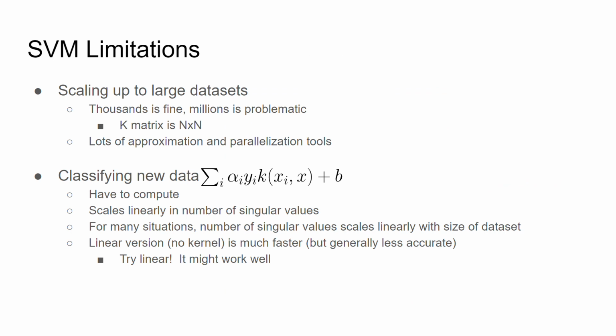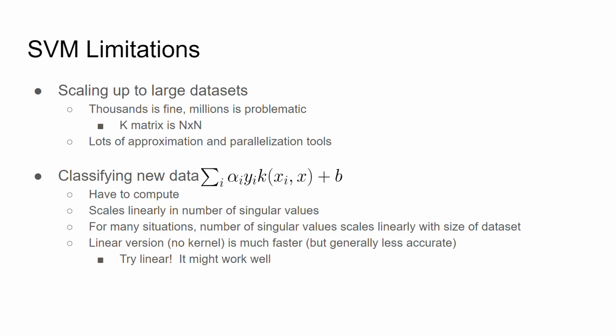It's worth noting the things that can come up there. Support vector machines are great. If you can use them, try them, do them. The only places that we're going to start having some worries: scaling up to large data sets is a challenge. If you have thousands of data points, cool, fine, no problem at all. Start getting up to millions of data points, it's a bit problematic, and the problem is that K matrix.